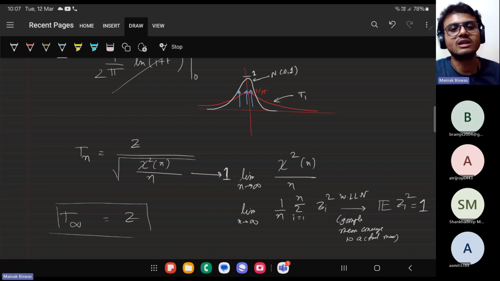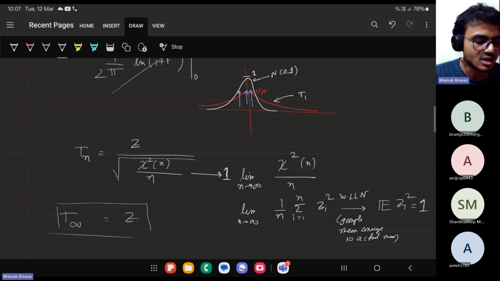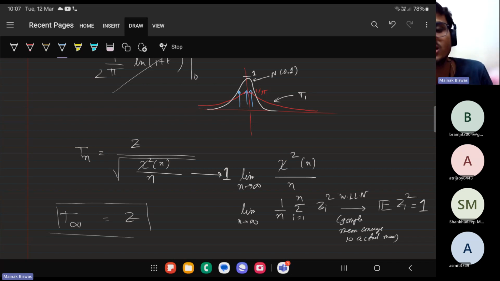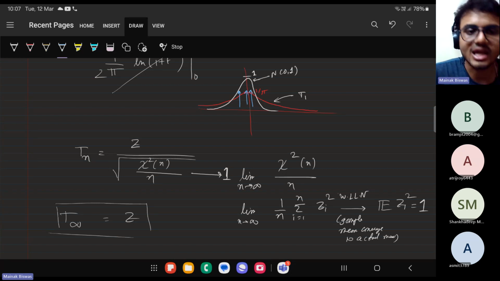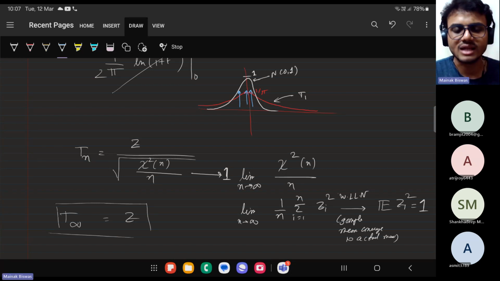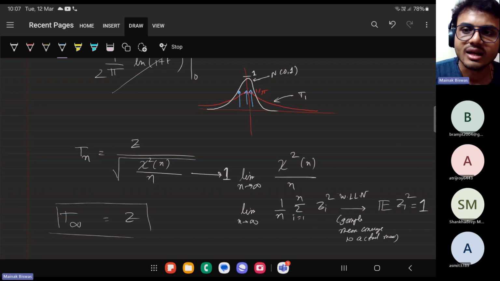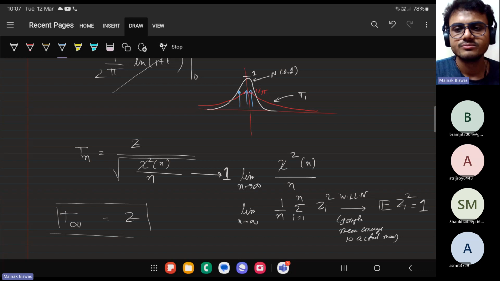We'll see why we are taking a chi-square in the denominator next class. We'll see, and then we'll finish off statistics. So we are done with all distributions and all theory of statistics, and we'll just see what is the application of these for next 30-40 minutes in statistical tests and confidence intervals. With that, I'll stop today. Any questions?